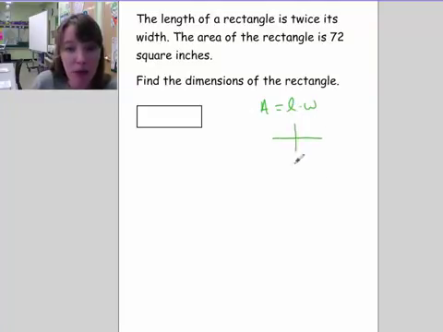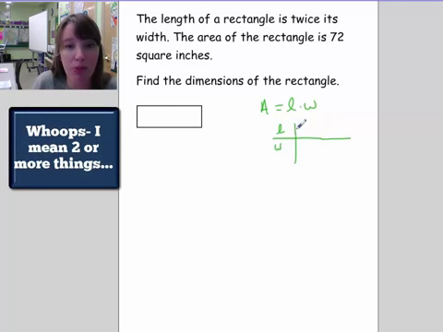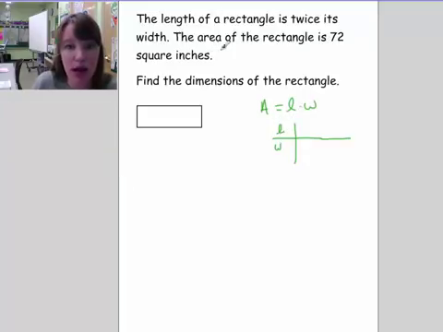And what I'm looking for is length and width. I make a chart because there's more than 2 things I'm looking for, so it helps me organize my ideas, and remember that I'm looking for 2 things, not just one thing. Okay, so let's represent these things with algebraic expressions.